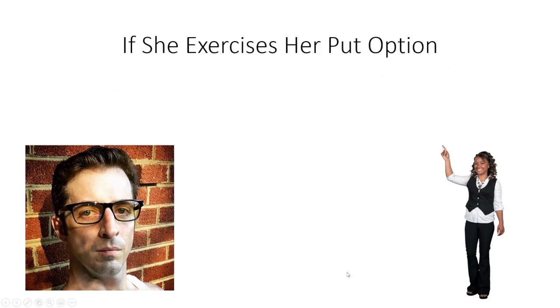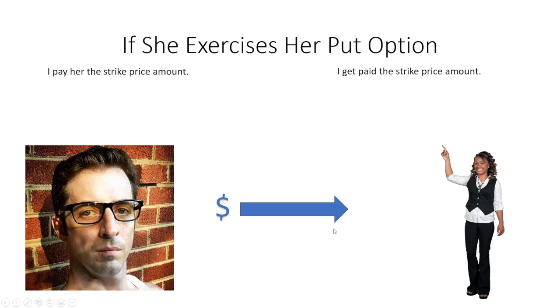All right, so if they come a knocking, if they come to exercise their put option, I'm going to have to pay them the strike price amount. They're going to get paid the strike price amount, and in return, they're going to give me their underlying asset, their underlying symbol, and I get their underlying symbol.